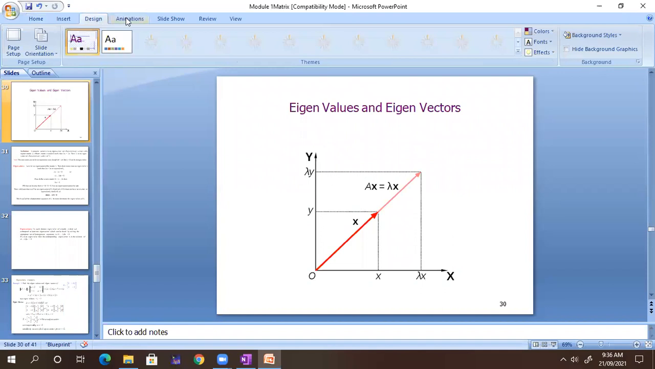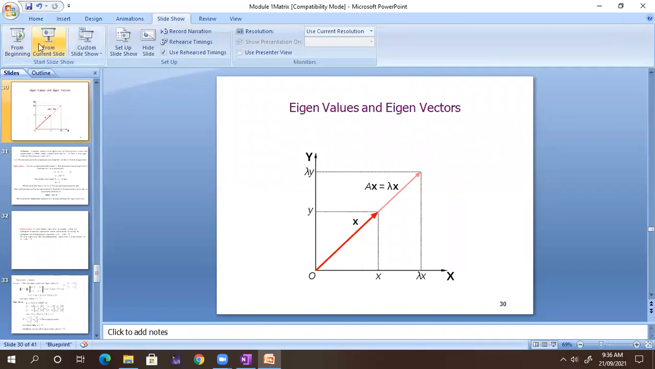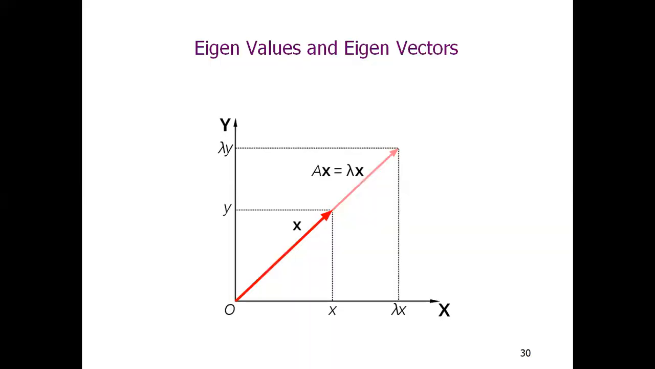So for better understanding, see, suppose I have a vector. Suppose this is your x vector. And if you multiply that vector by lambda, its direction remains the same, but its magnitude changes. Suppose that lambda is positive. So I get that vector from the origin to here. So how am I getting that lambda?